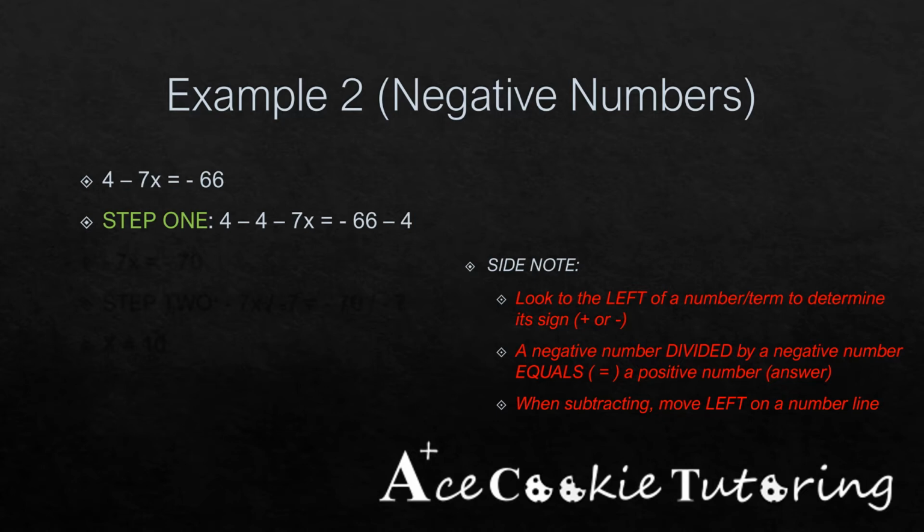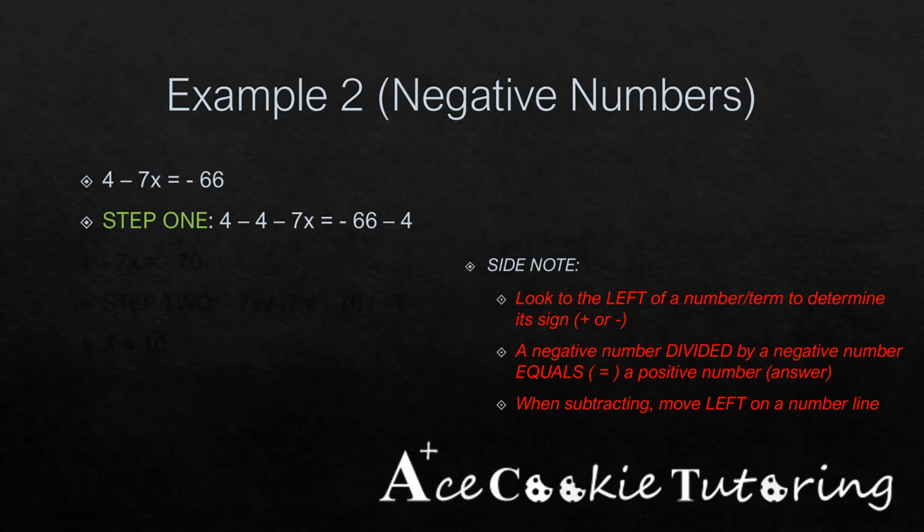Now this can be a little tricky for some of my students because they see that minus sign and don't know which term it goes to. So what I always tell people, and if you're struggling with this, is look to the left. So to the left of the 4 is an invisible positive sign. So if there's no sign to the left of a number, that means it's positive. So I look to that 7x, and to the left of it is the minus sign.